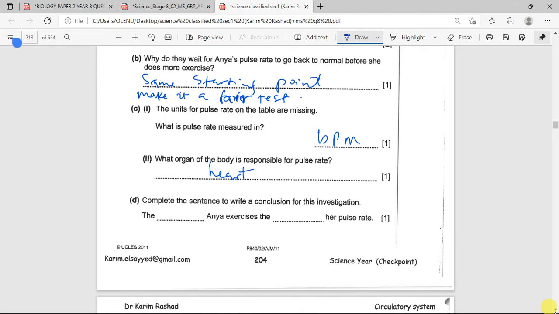Now, complete the sentence to write a conclusion for this investigation. The more Anya exercises, the faster her pulse rate.